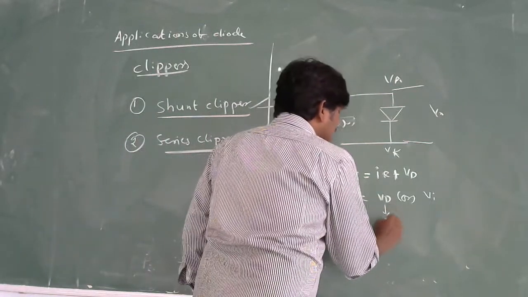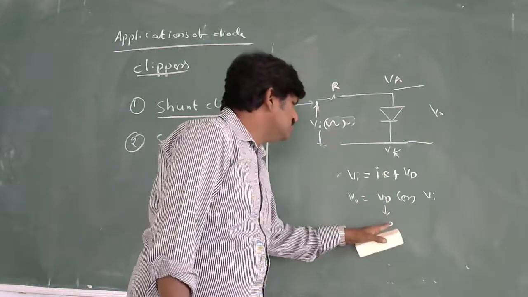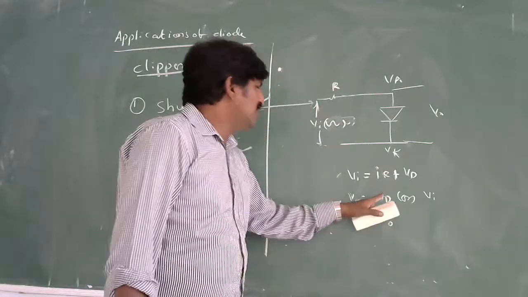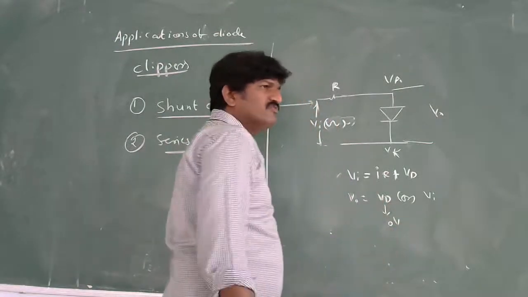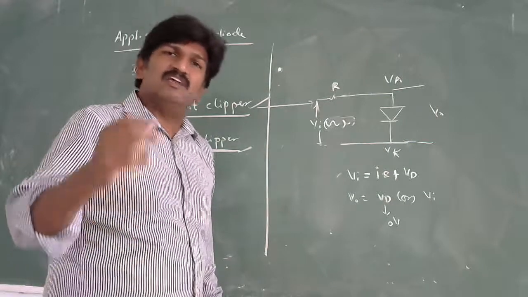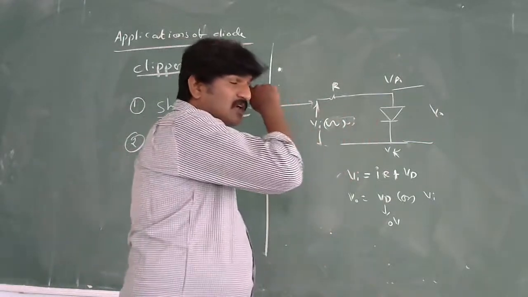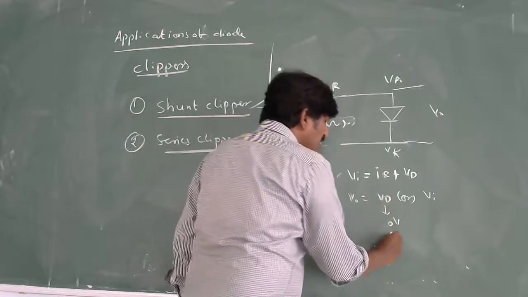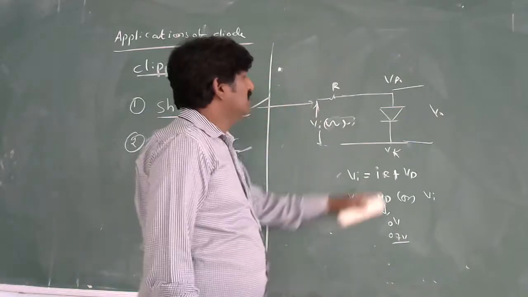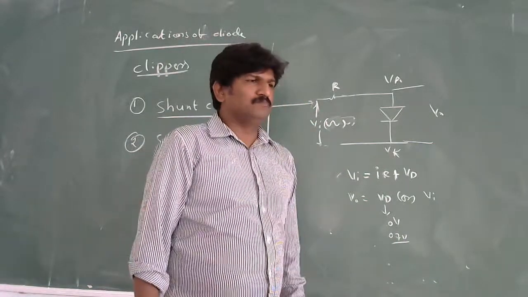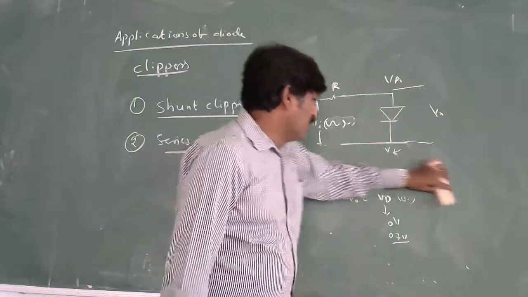VD can sometimes be considered 0, because when the cutting voltage is 0, the voltage drop across the diode is equal to 0. If you consider the cutting voltage of the diode when analyzing this clipper, this VD is going to be equal to 0.7 if you consider the diode to be a silicon diode. Now let us consider how it is going to behave.